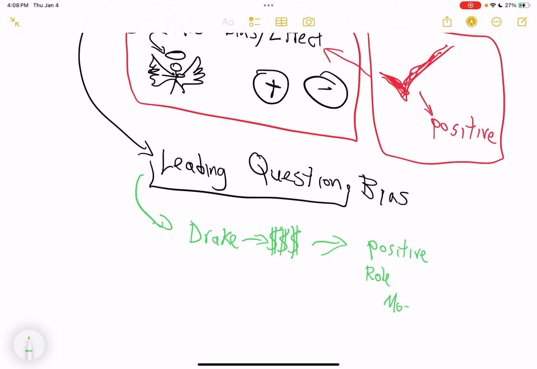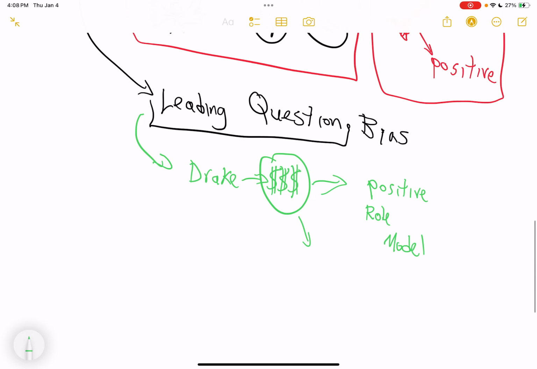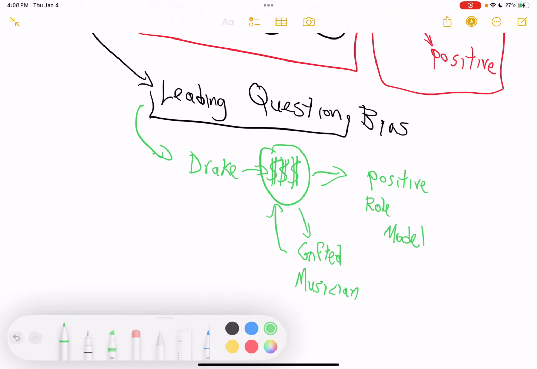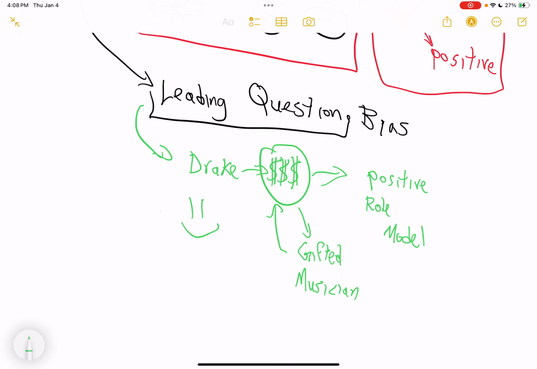Or you could even go more generally. You could say, do you think Drake, who has made an enormous amount of money and has been very successful, is a gifted musician? The reason this would be considered a leading question is you're deliberately giving me information that is supposed to paint Drake in a good light. I'm supposed to think positive things about him from the way you have phrased your question.